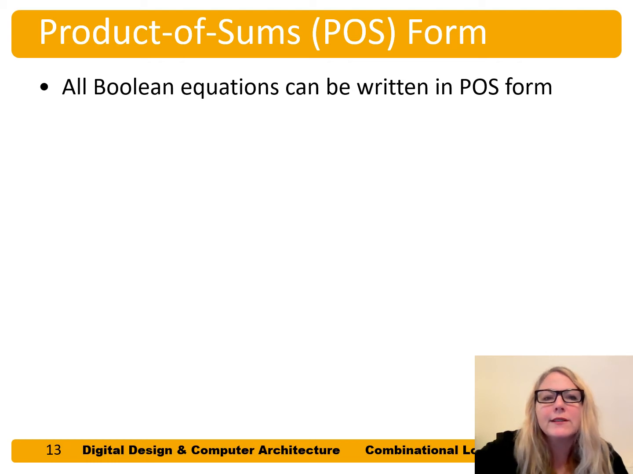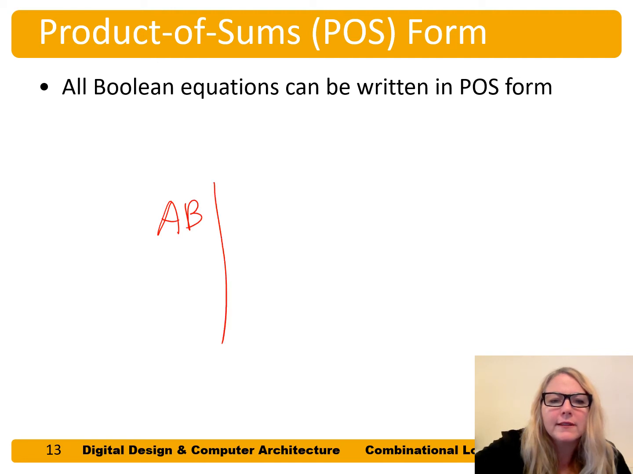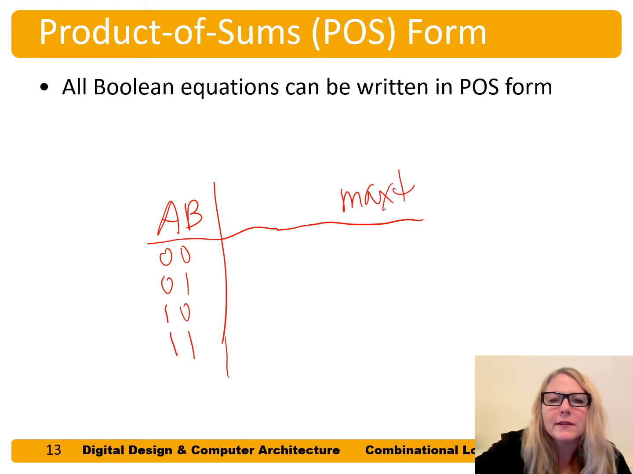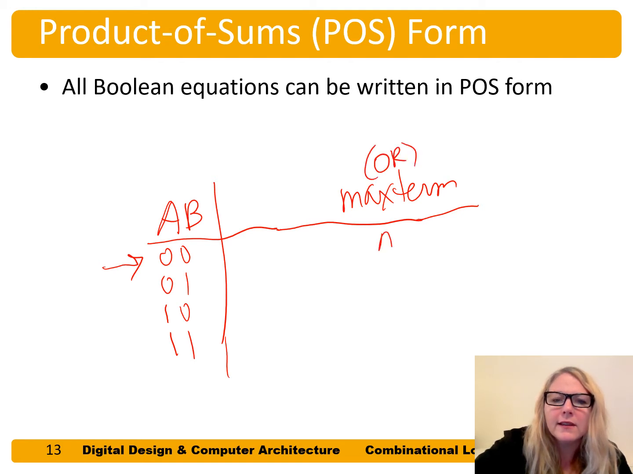Products of sums form, or POS form, is also a form that we can use to write any Boolean equation. So in POS form, we still have our inputs, A and B, and every input combination, 0, 0, 0, 1, 1, 0, 1, 1. And now we're going to have what's called a max term that is false for that given row or that given input combination. For 0, 0, we're going to have this OR term, this max term, that is false. So A or B is going to be false for that row. It turns out only that row, right? For any other input combination, that term is true, right? 0 or 1, 1 or 0, 1 or 1.